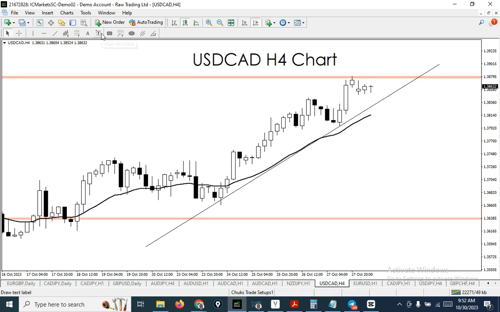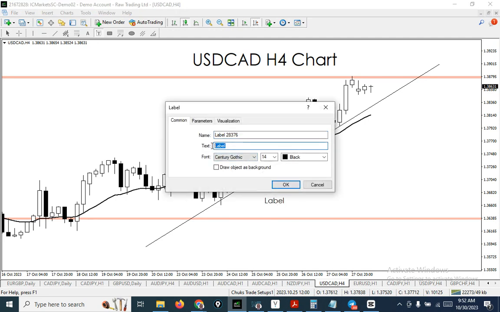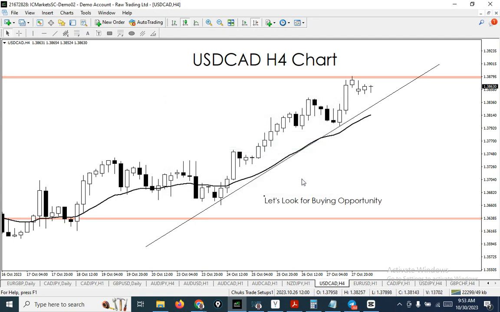Then I use this other tool to continue marking up this chart. So I say, let's look forward for buying opportunity. Okay, guys, so let's look for buying opportunity, because clearly what the market is doing, the market is clearly in an uptrend. So let's look for buying opportunity.